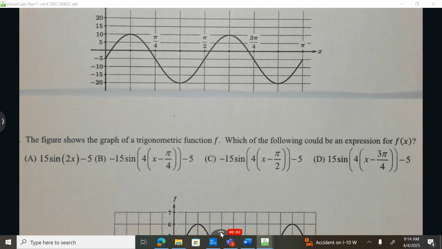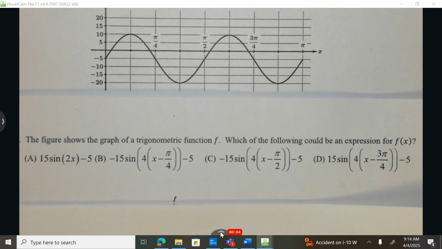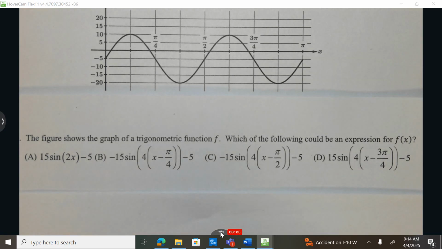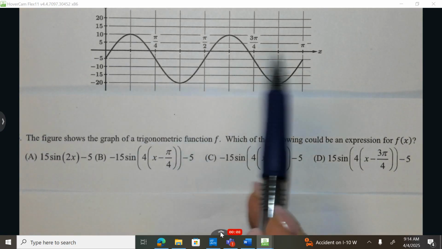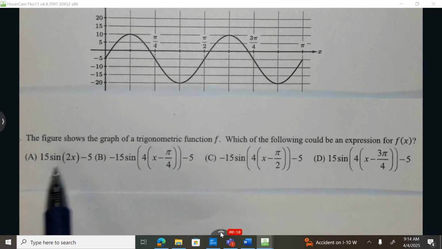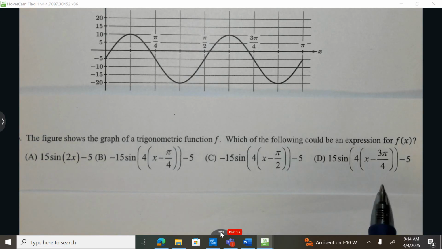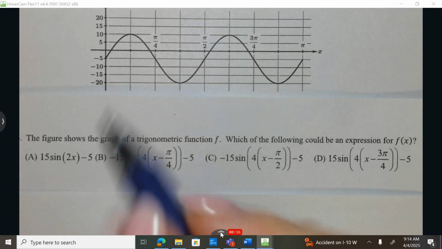Let's take a look right now at number 36. In number 36, we want to know which one could be an expression for this graph f of x. So I can see that it is a sine. Okay, I've got that. Let's start by figuring out what this midline is.